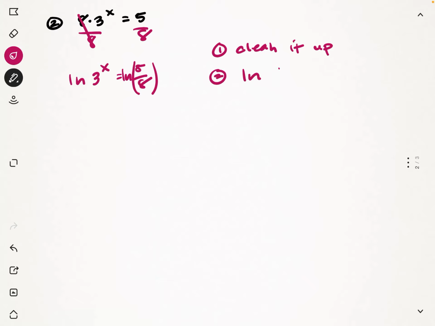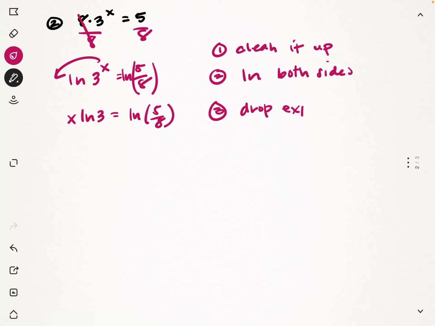All right, so ln both sides, just like we did in the last example. What that allows us to do, step 3, is drop any exponents. x ln 3 equals ln 5/8. Okay, and then we just got to divide by ln 3 to get to our x.